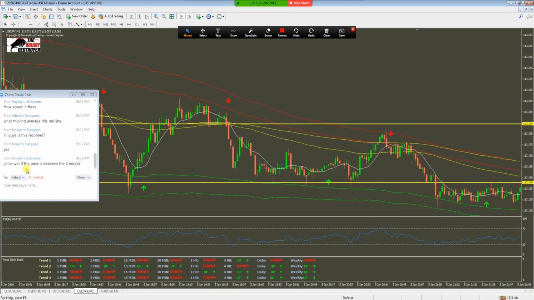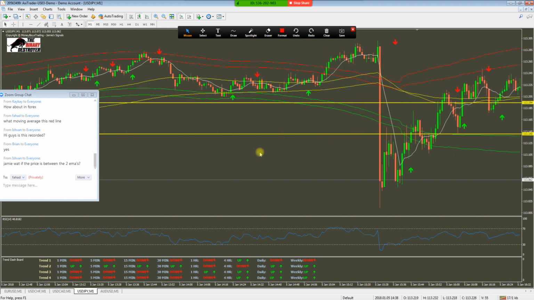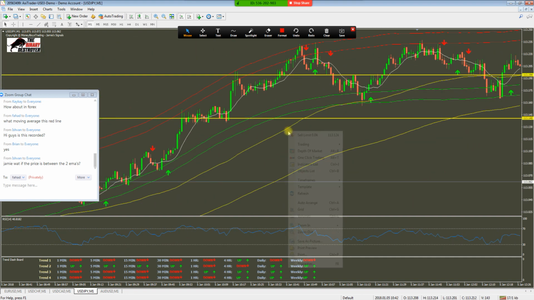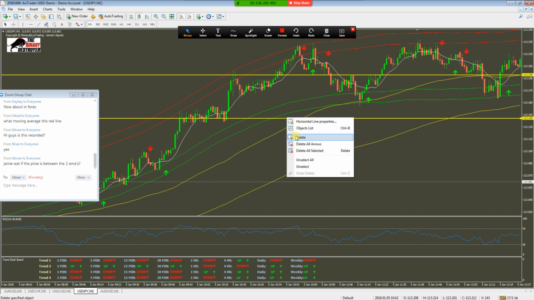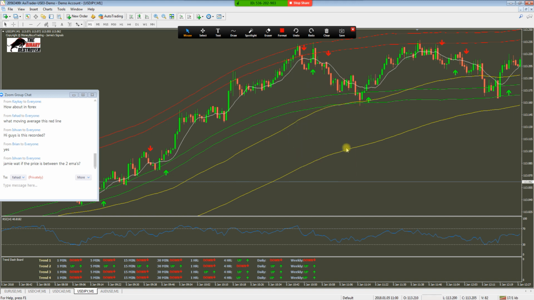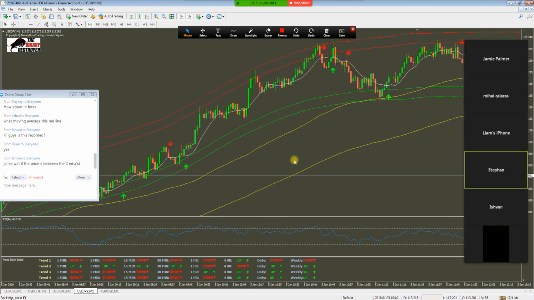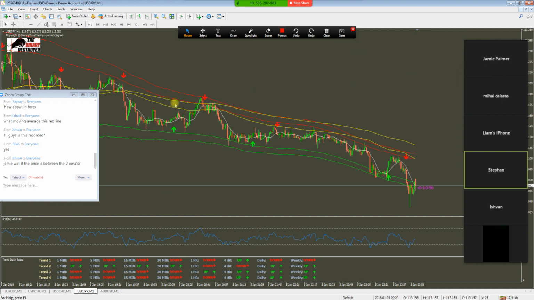What if the price is between the two AMAs? You mean this area? Let me delete these. I thought you were taking this out. You mean this area here? That there is where we want to be taking a trade.